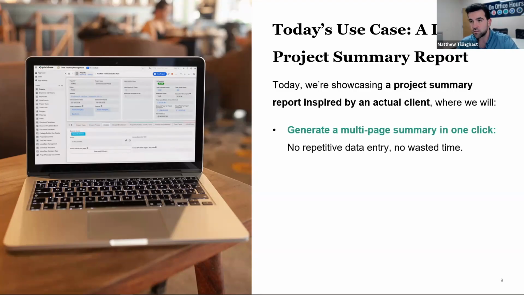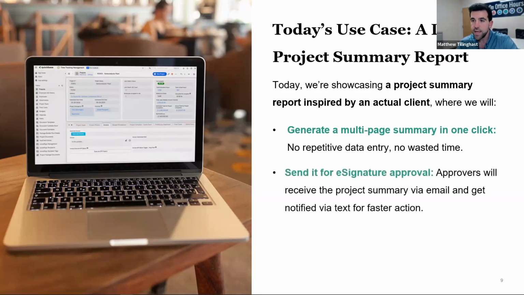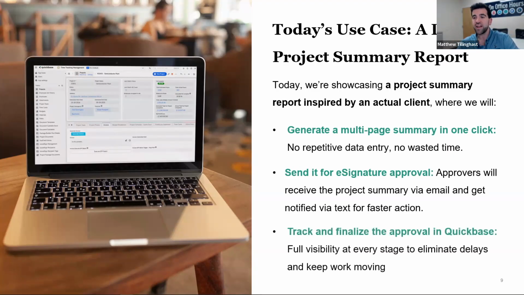So no repetitive data entry. And then we're going to send that out for eSignature for approval. So the approvals will be waiting via email, and they'll also get notified via text. So you'll hear on my phone a ding in a little bit when I get that notification. So that's going to be real. And then you're also able to track and finalize the approval process within Quickbase. So you'll have a full audit trail and visibility to make sure things are still moving. It's eliminating delays, and you're kind of staying on top of people who owe you a signature.